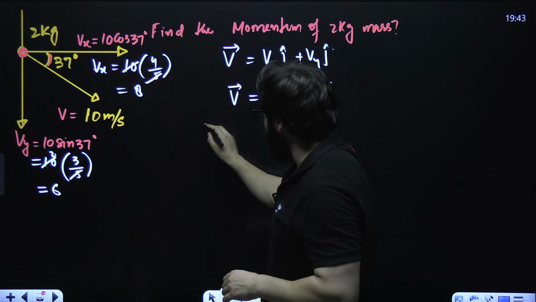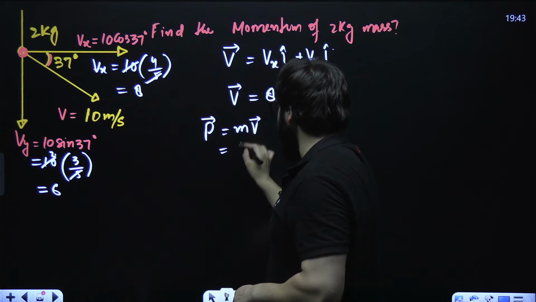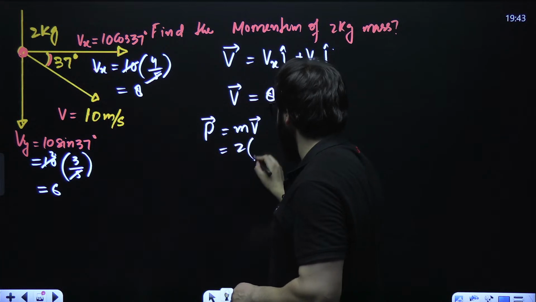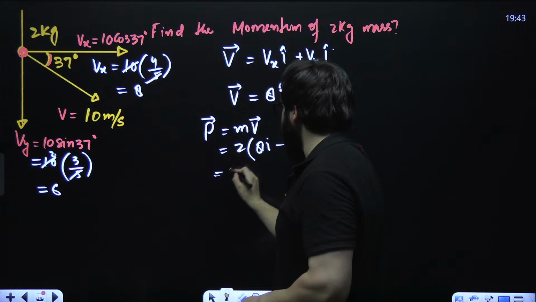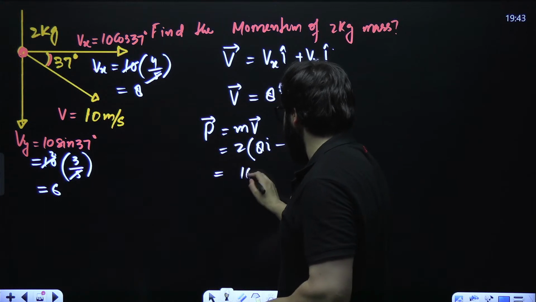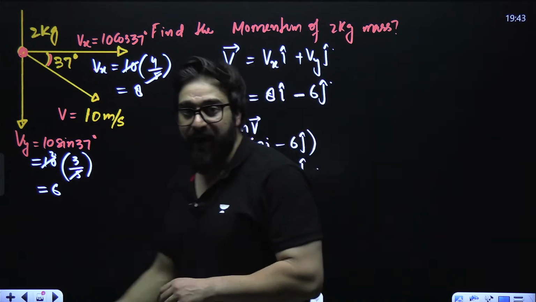Now let's find the momentum. We say, sir, momentum is mass into velocity. So I can write, what is the value of mass? That is 2 kg. Velocity is 8i minus 6j. So now this is 2 into 8 is 16i minus 2 6 is 12j. So this is the value of momentum over here.